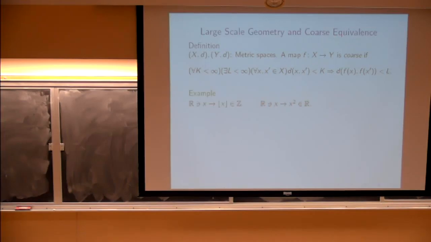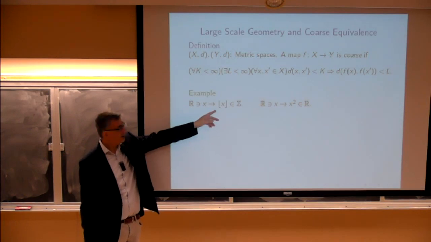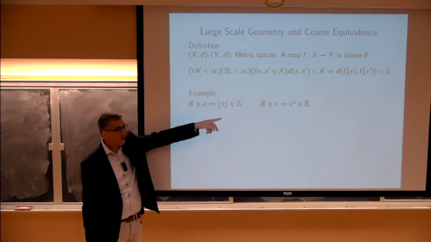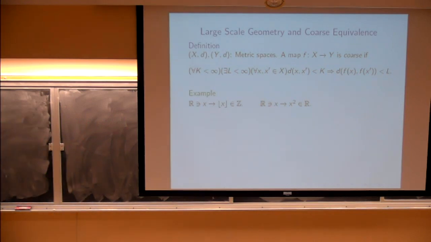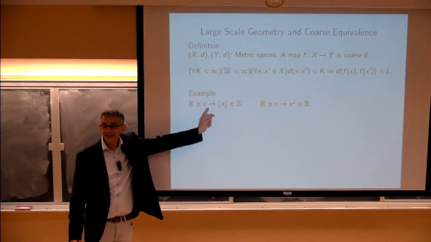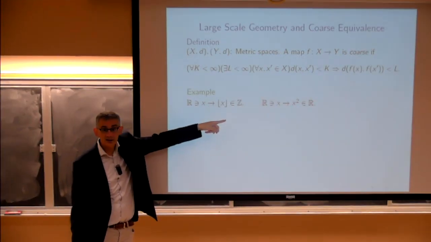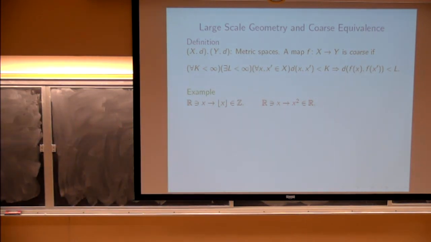Let's just look at examples. So here are examples of two functions from reals to integers. The first is the largest integer smaller than x, and the second one is x squared. Now only one of these two functions is coarse, and it is actually the one which is not continuous. Because if you just take L to be K plus 1, definitely this is not going to be worse than that. But x squared is continuous, but not a coarse map.